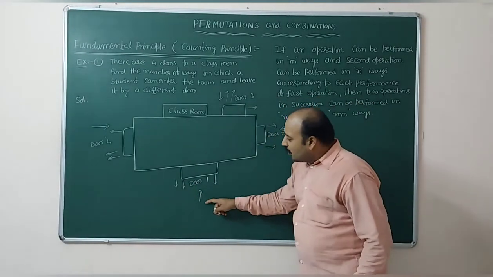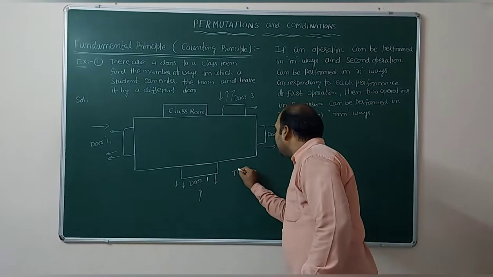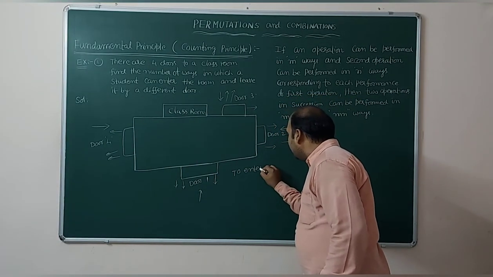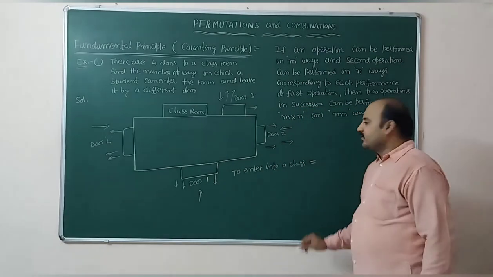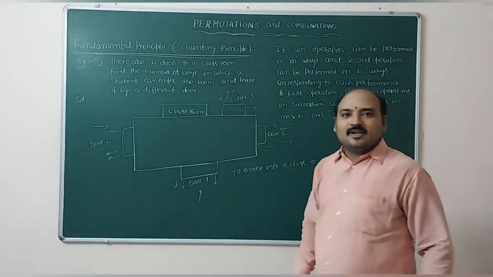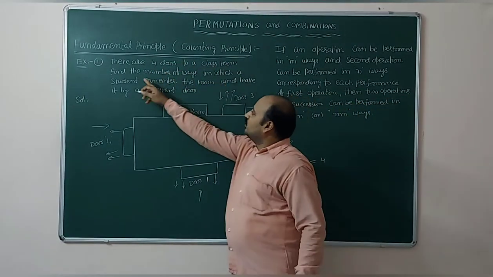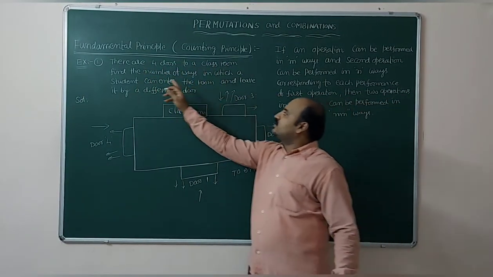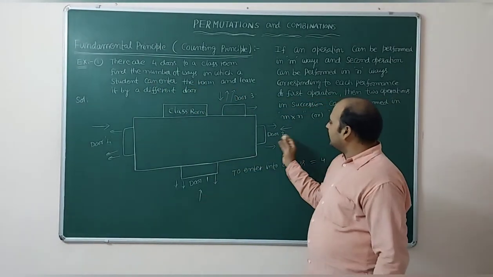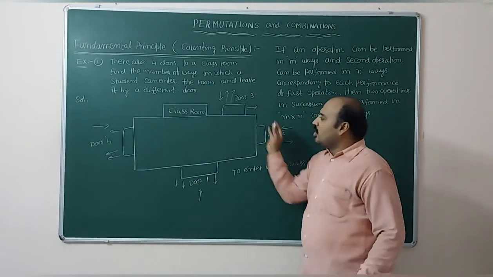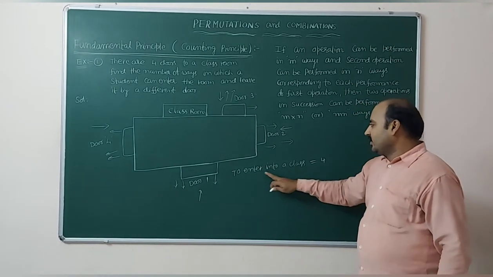Observe here, how many entrances are there, how many possibilities to enter into the classroom? To enter into a class, there are 4 possibilities. This is the first operation that can be done. There are 4 doors in a classroom. Find the number of ways in which the student can enter into the room. This is the first door, second door, third door, fourth door. These are the 4 possibilities to enter into the classroom.